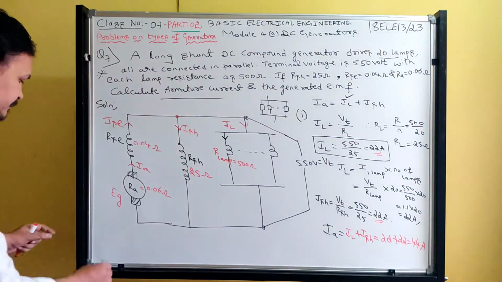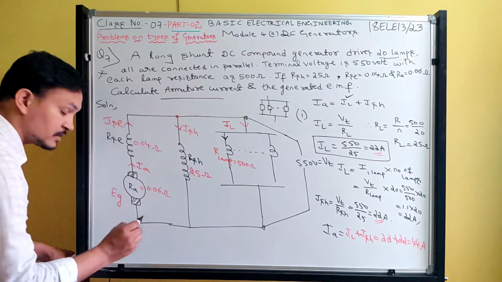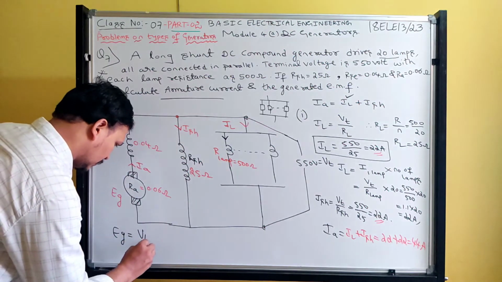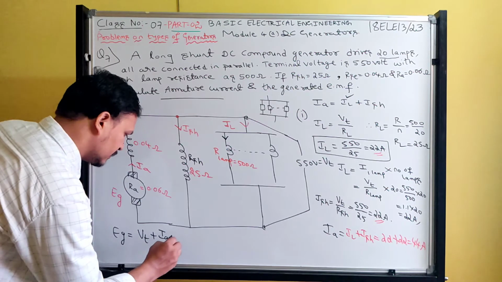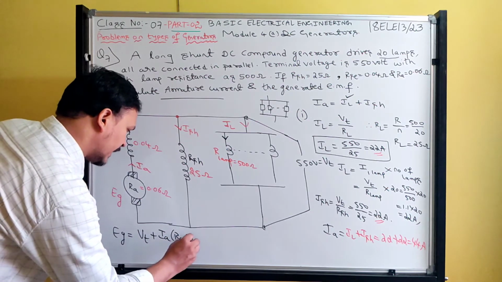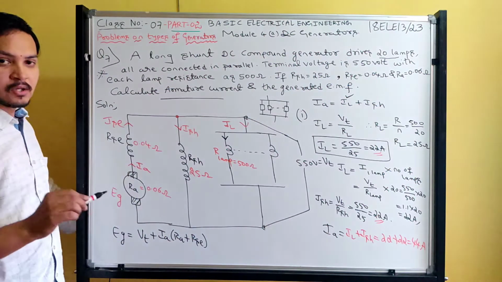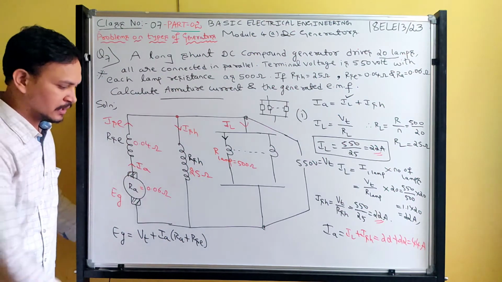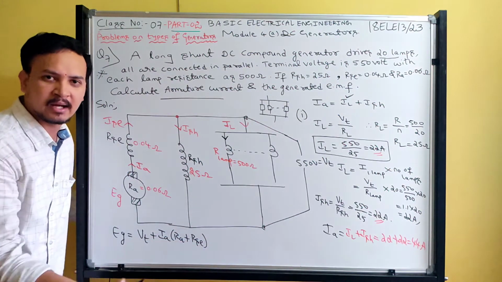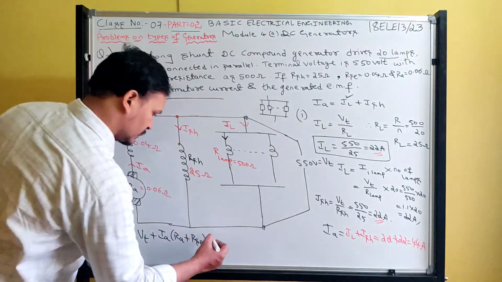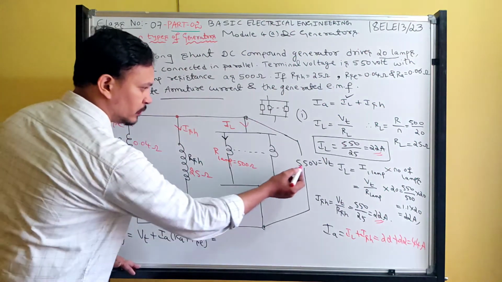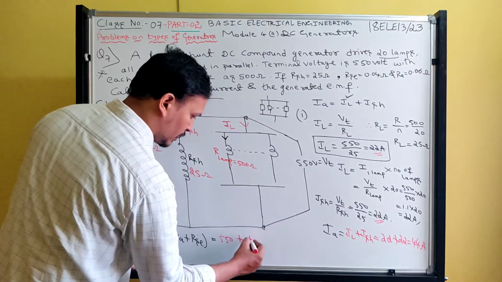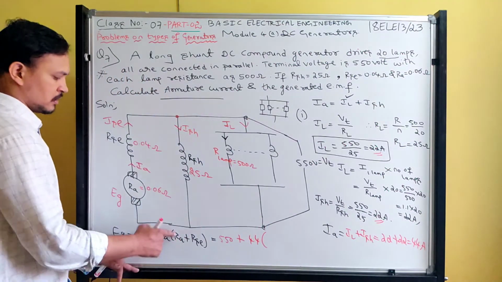Next, calculate the generated EMF. You must remember the voltage relation of a long shunt compound generator: Eg is equal to Vt plus Ia into (Ra plus Rse) plus the brush drop. The brush drop data is not given in the question, so neglect it. Let us write all the values. Terminal voltage Vt is 550, plus the armature current, 44 amperes.